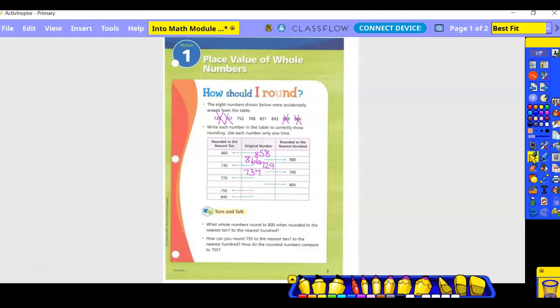Now we have 770, and that's rounded to the nearest 10. So we know it's not the 800s again. So is it 752 or 768? 768. So if I circle this and underline that, does that work better to show me? So we know the 7 stays, and then we know the 6 would go up to a 7. So does that match our 770? Yeah. So it's 768.